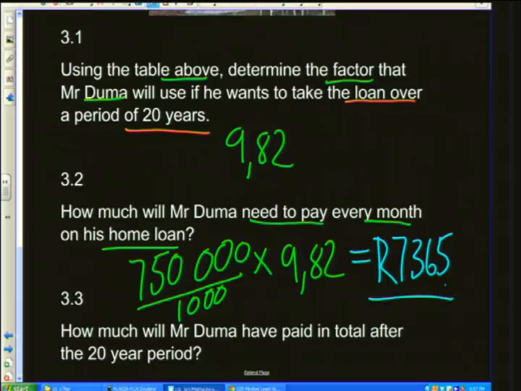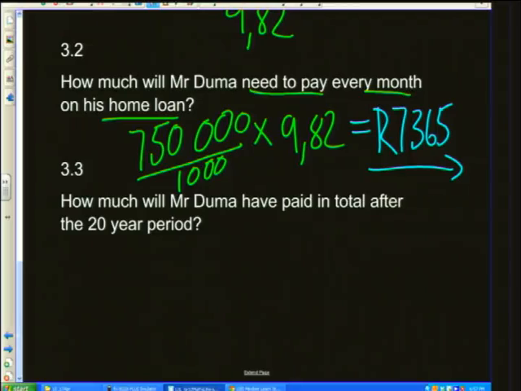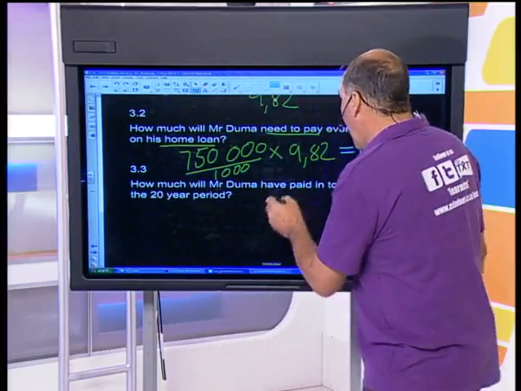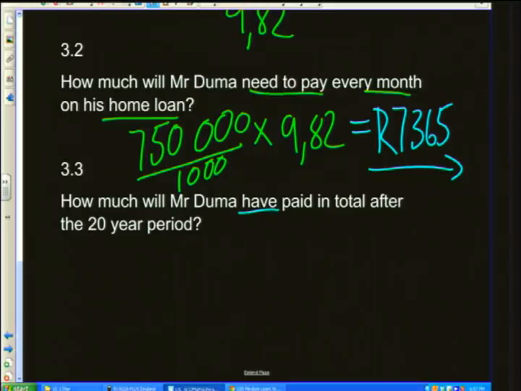7,365 rand. There we go. So, guys, here's the crux of the question that I want you to pay very, very careful attention to. It asks us, how much will Mr. Duma have paid in total after a 20-year period?